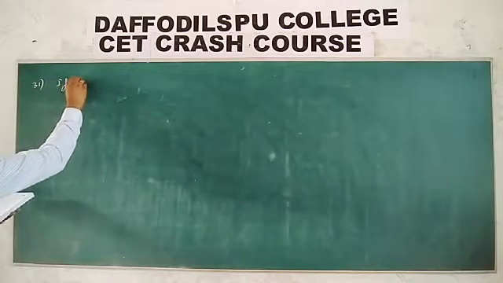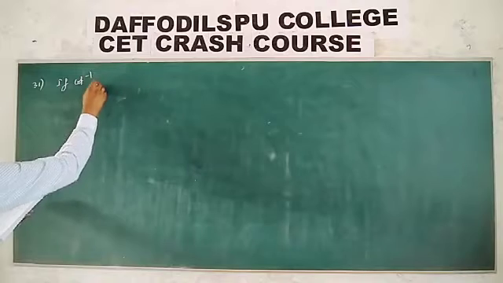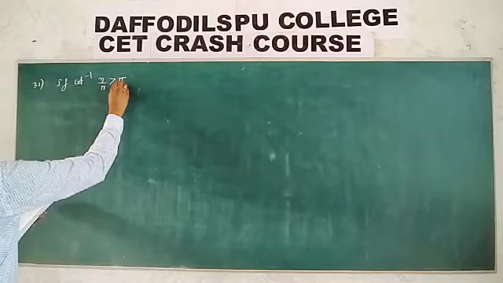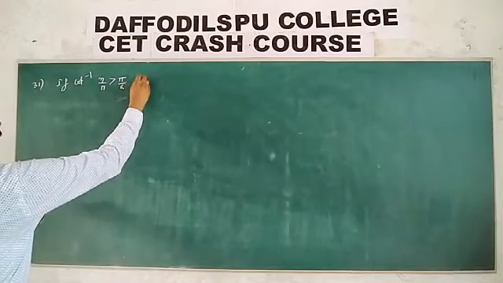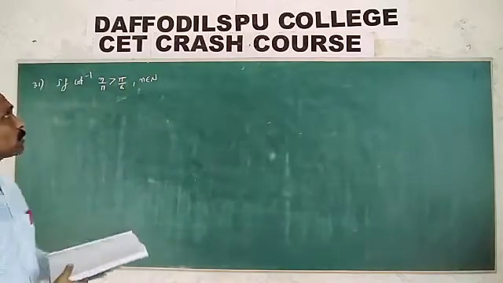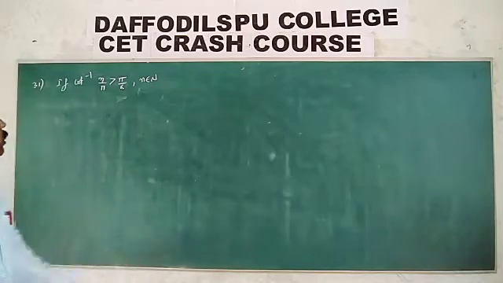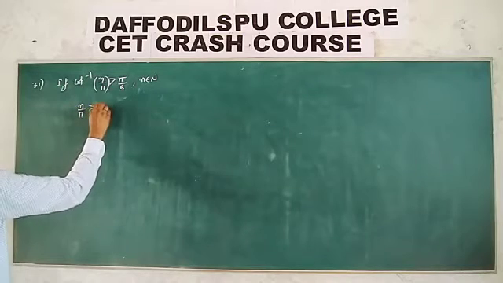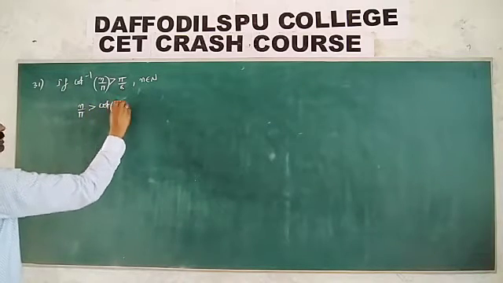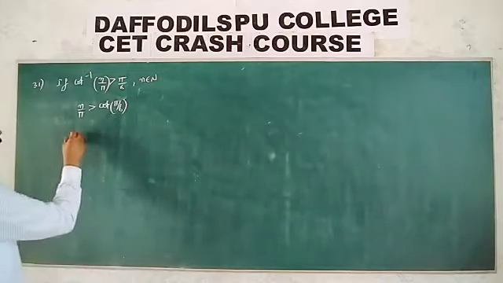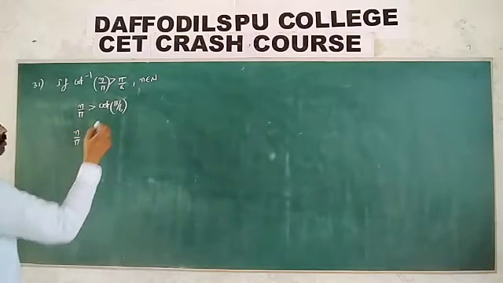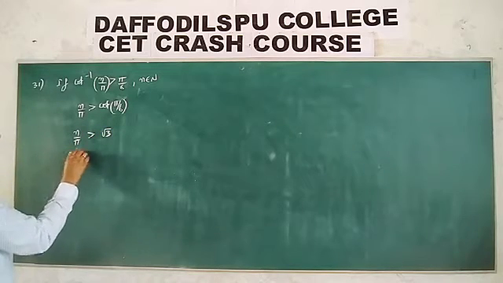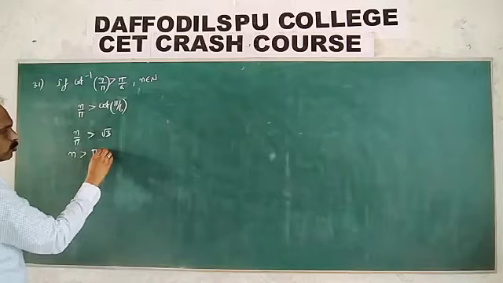If cot inverse n by pi is greater than or equal to pi by 6, n belongs to natural numbers. What is the value of n? This can be written as n by pi greater than or equal to cot pi by 6. Cot pi by 6 is cot 30, which is root 3. So n is greater than pi into root 3.